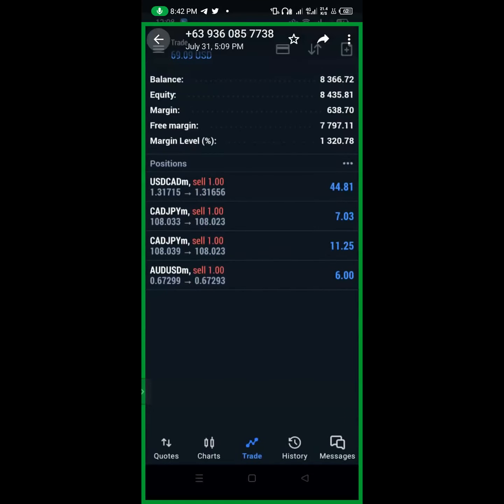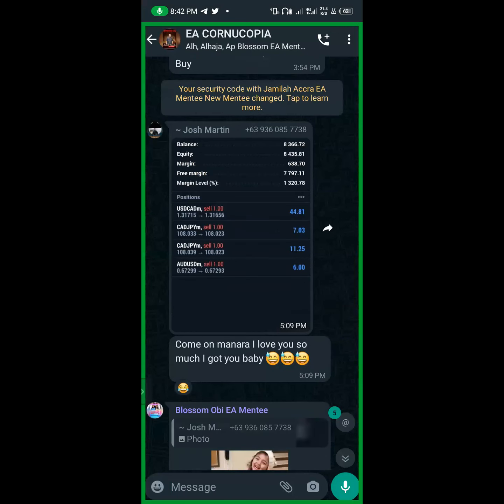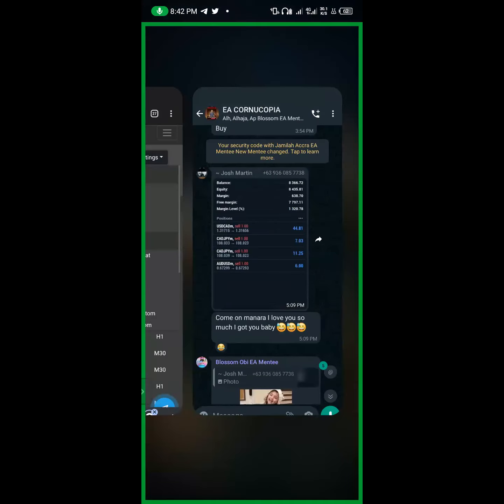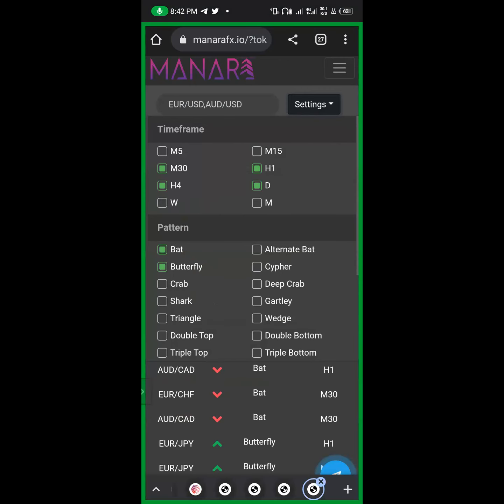And look at what he said. Come on, Manara, I love you so much. I got you, baby. I mean, do you get the point? So the point is, if you don't learn, there is no way you will not make mistakes. If you're greedy, you keep making money and losing them.